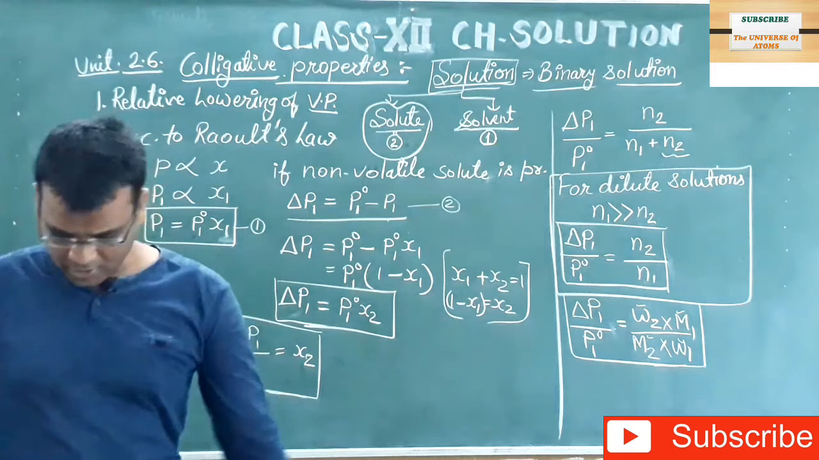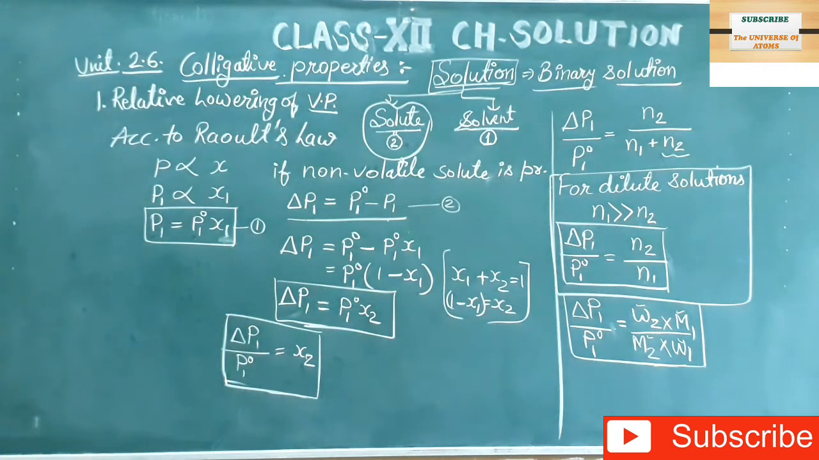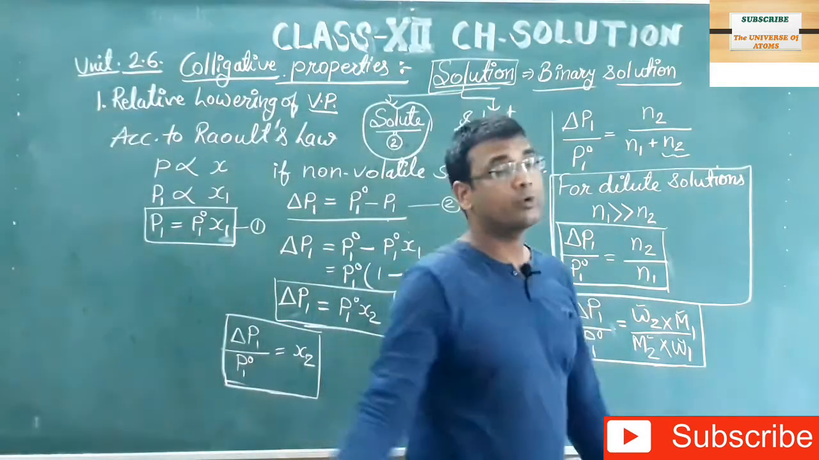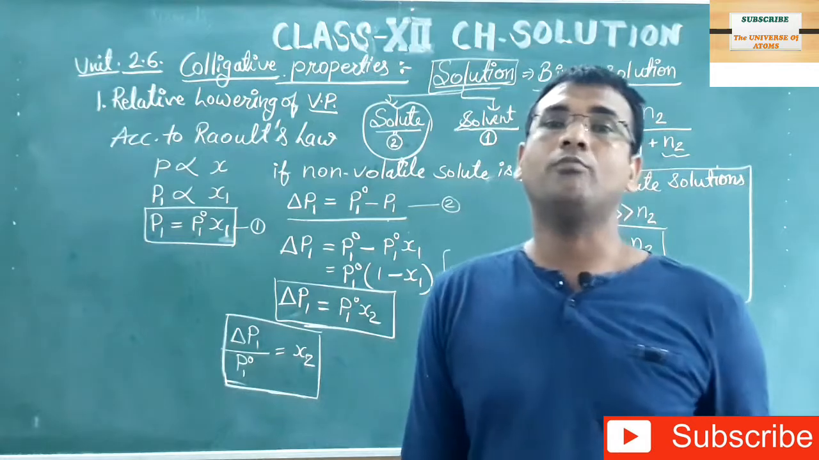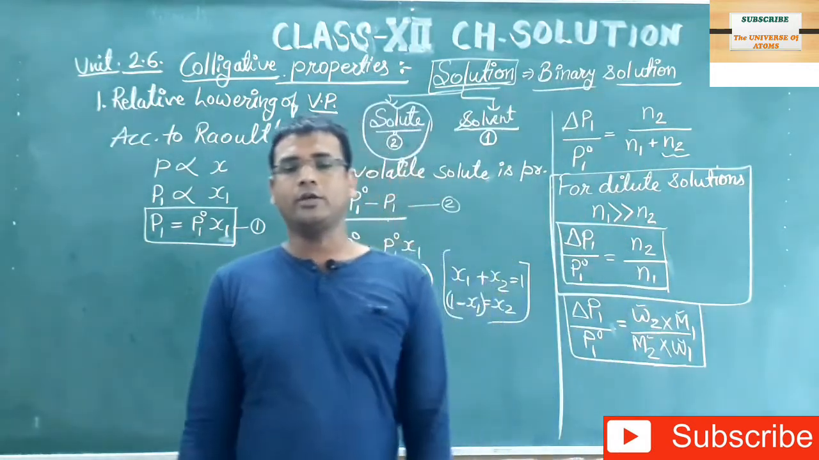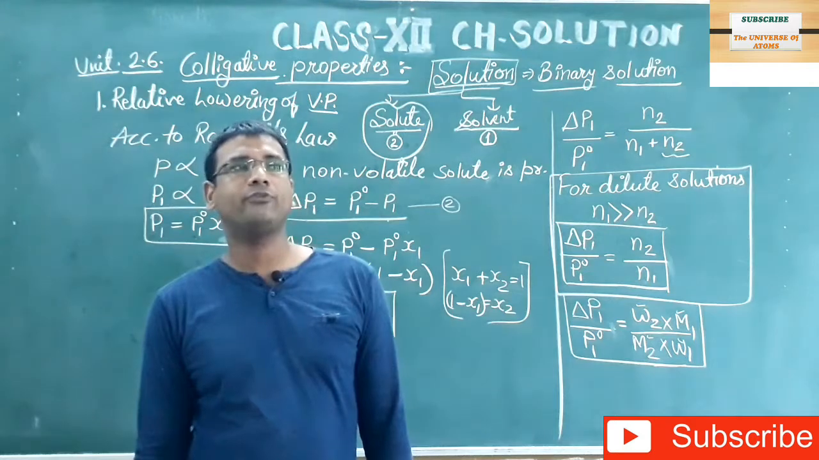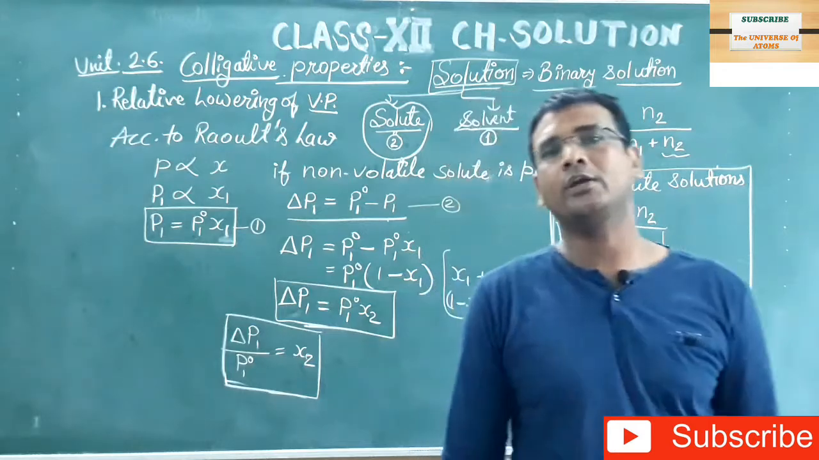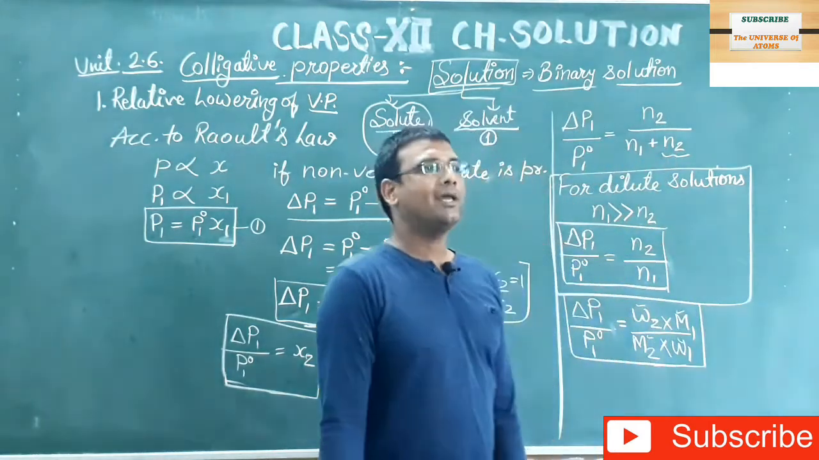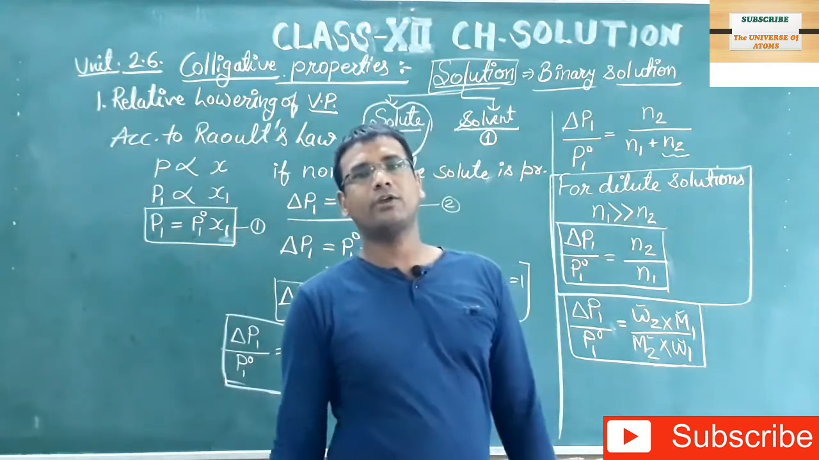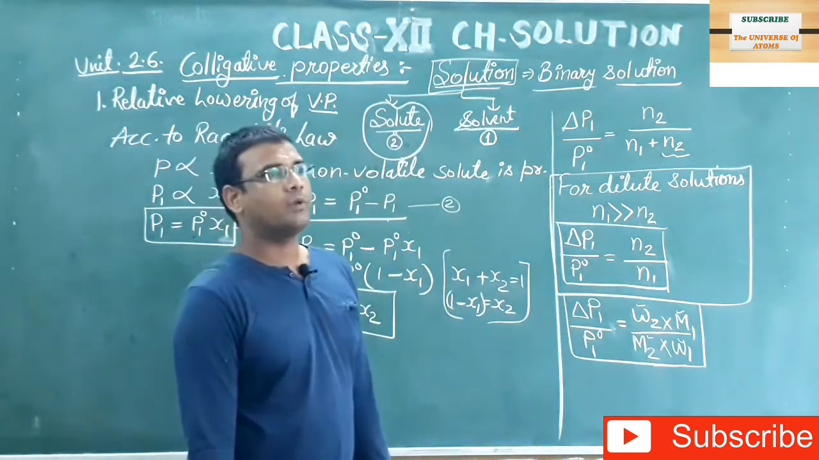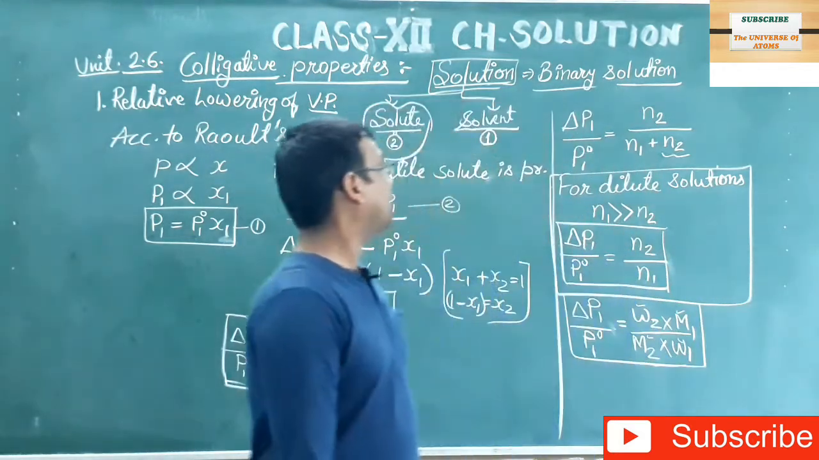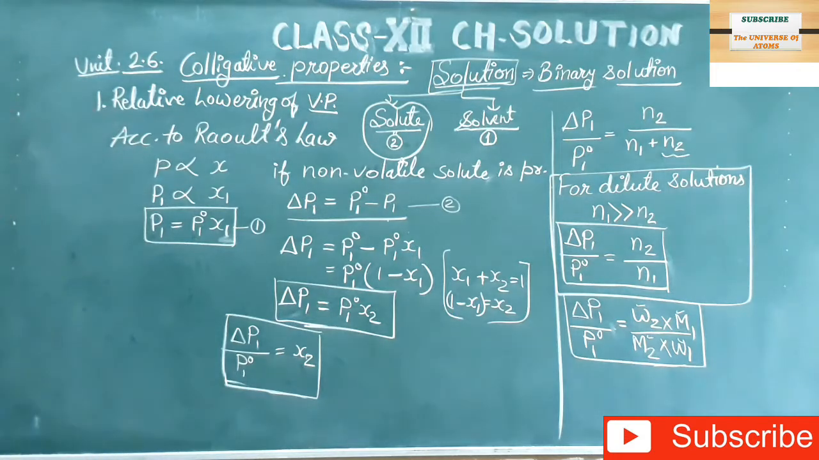Next, the second colligative property is elevation of boiling point. Now one important point is that we are not discussing any numerical questions here. I will take all the numerical problems, exercise and in-text questions in a separate problem solving and doubt removing session, where I will take all the problems in one go.